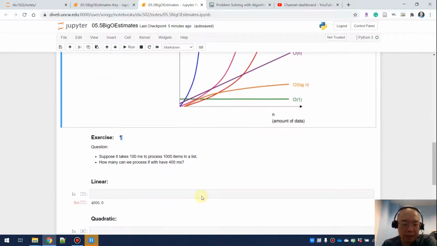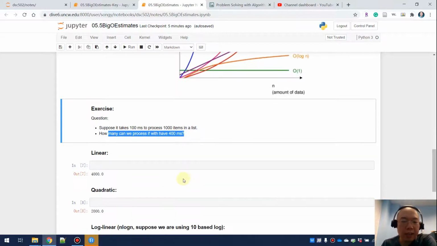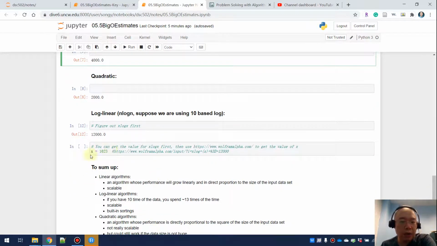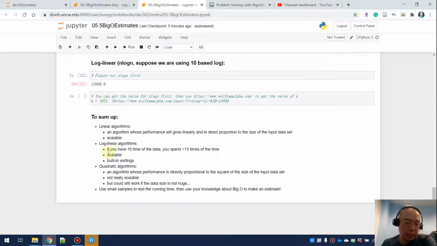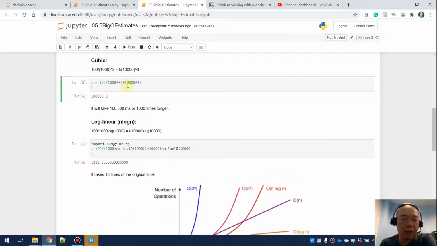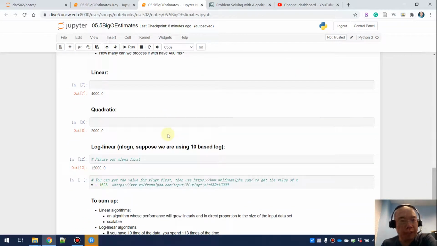Okay, so those are one scenario. Another scenario will be, suppose that you have, again, 100 milliseconds and you can process 1000 items, and then how many items can you process if you have 400 milliseconds? Do the calculations here for linear, quadratic, and log linear. I didn't do cubic. Just finish those, and you just need to do the calculation similar to what we have done just now. If you are able to get that, then we are finished today's lecture.